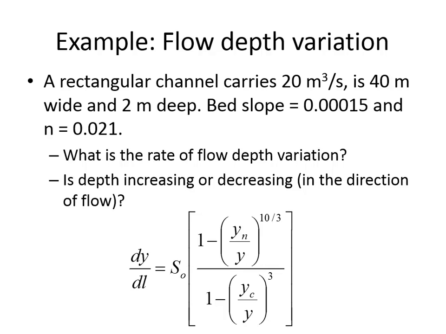In these gradually varying flow problems, the first thing you should do is calculate the critical depth and the normal depth. If you don't know what else to do, that's a great start. So here we've got both, and the normal depth is 0.912 meters.